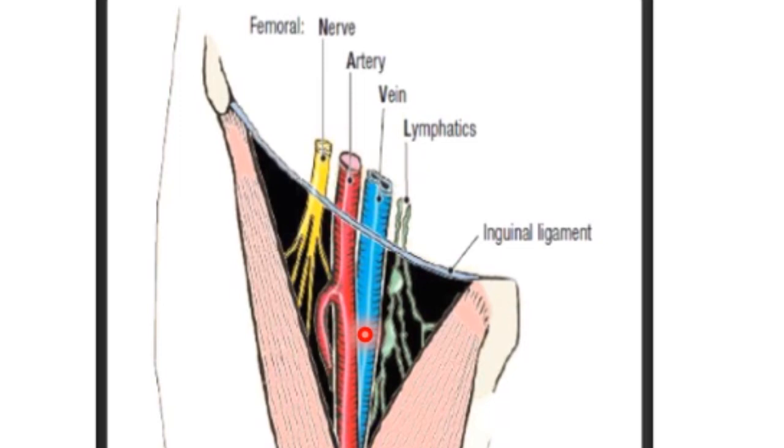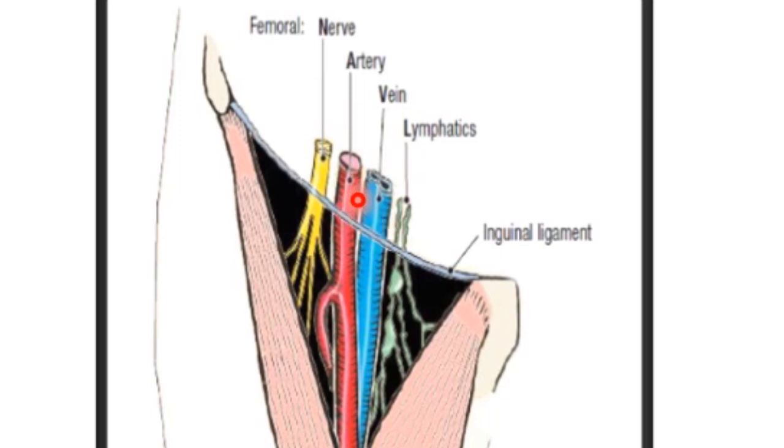Now, it passes deep to the inguinal ligament at the midpoint of the inguinal ligament. That is at the midpoint between the anterior superior iliac spine and the pubic tubercle. This artery at this point will be seen lying medial to the femoral nerve but lateral to the femoral vein. It runs distally and then medially.